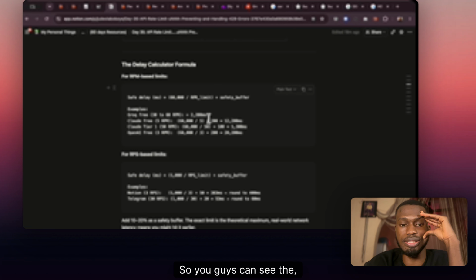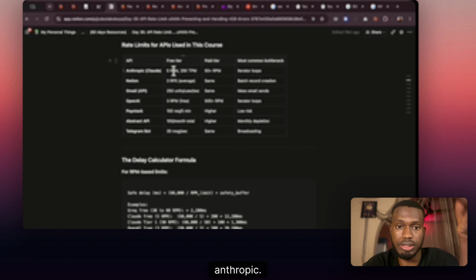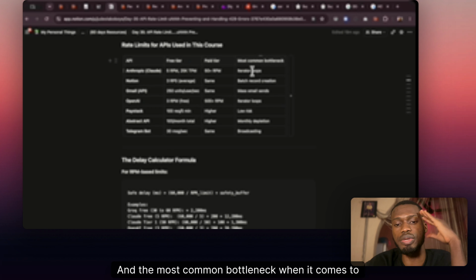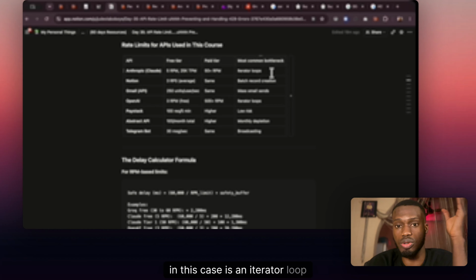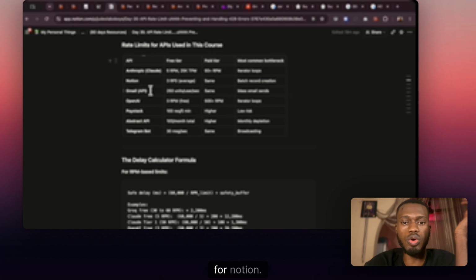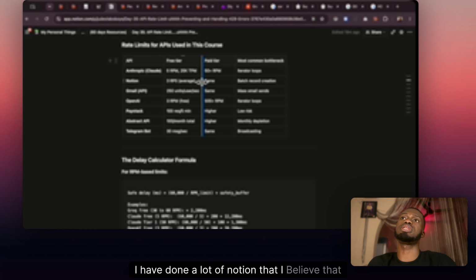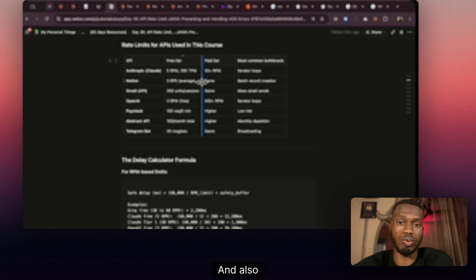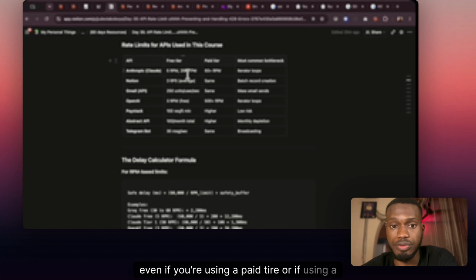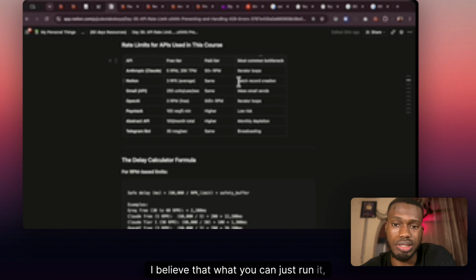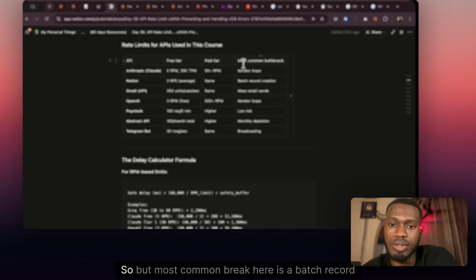So you guys can see every single one for Anthropic. This is the free tier, this is the paid tier, and the most common bottleneck when it comes to Make.com in this case is an iterator loop. For Notion, it's okay. It's not going to break. I have done a lot of Notion and I believe it's not going to break. Even if you are using a paid tier or a free tier, you can just run it. It's the same thing. But the most common break here is batch record creation.